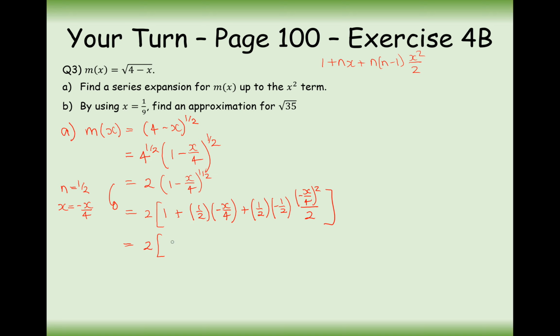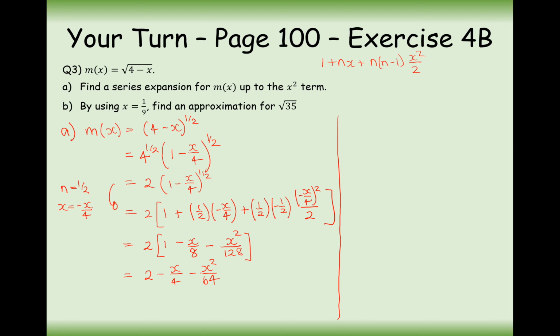So let's simplify before we multiply out the 2, so it'd be 1 minus x over 8, and then it's going to be negative, negative, negative. That's a triple negative, so that'll make it a negative. 1/2 times 1/2 times a quarter times a quarter times another 1/2. That'll be 8 times 16. Let's just grab my calculator so I don't make any mistakes. x squared over 128. And then when you multiply out the 2, it's going to be 2 minus x over 4 minus x squared over 64. And there we are, that's the answer to part A then.